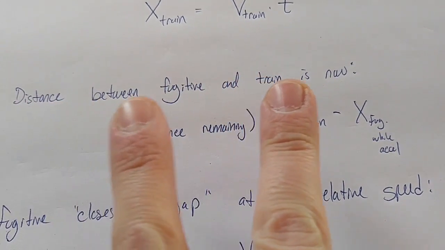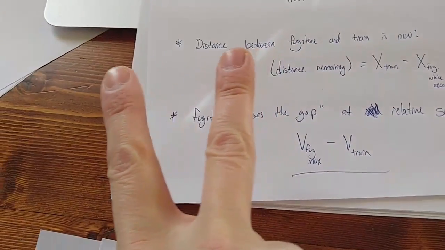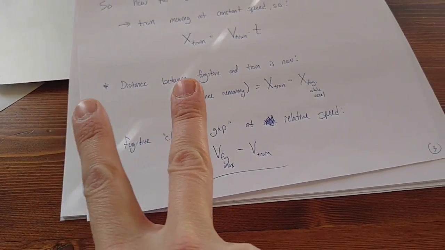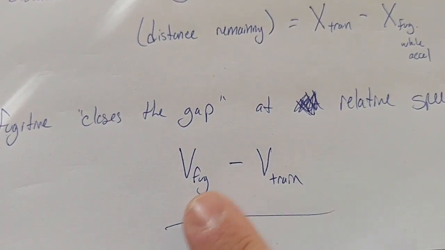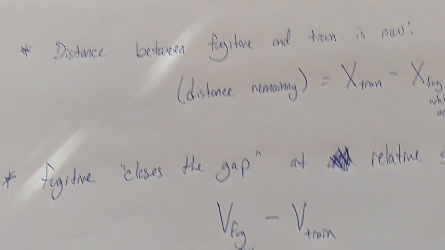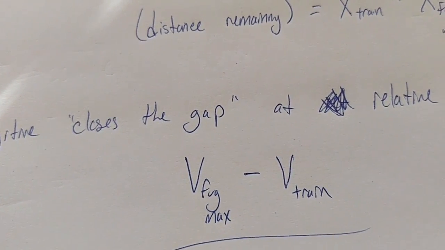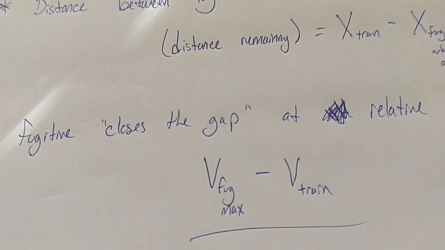But when the fugitive is going a little bit faster, they're both moving. Let's see if I can make some sense. When the fugitive is going a little bit faster, they're both moving so that soon enough he will close that gap. So that difference is going to be the speed at which he closes the gap, and that should allow you to answer the two questions that are actually asked on that assignment.